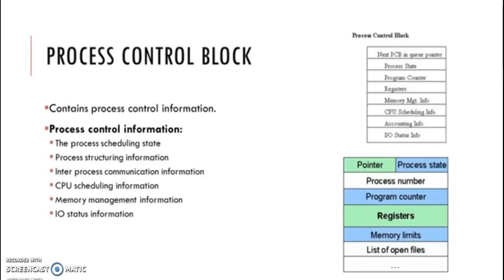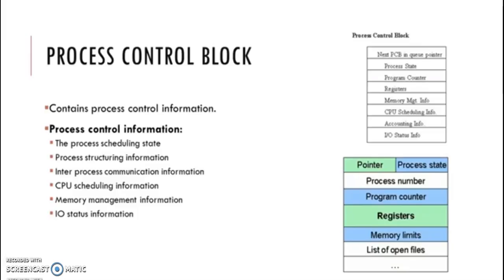They include accumulators, index registers, stack pointers, and general purpose registers, plus any condition code information. Along with the program counter, this state information must be saved when an interrupt occurs to allow the process to be continued correctly afterward. CPU scheduling information indicates the information of a process with which it uses the CPU time through scheduling. This information includes a process priority, pointers to scheduling queues, and any other scheduling parameters.